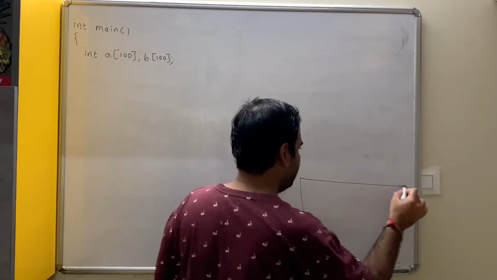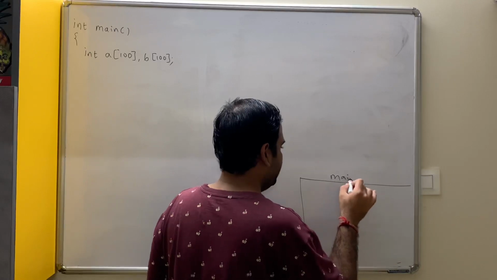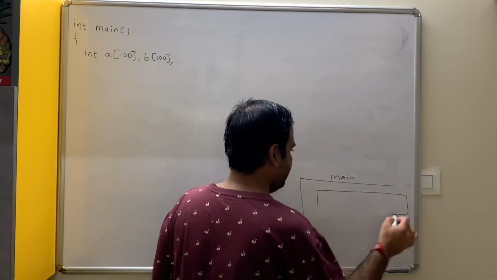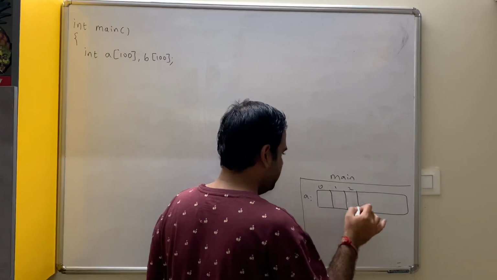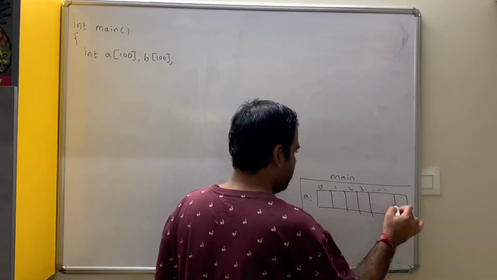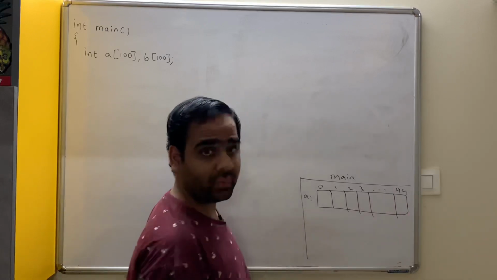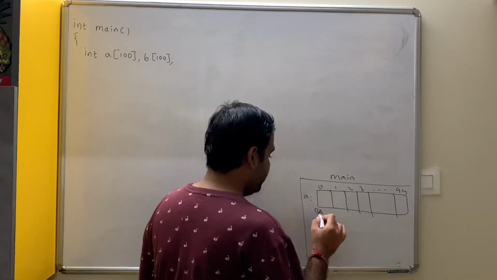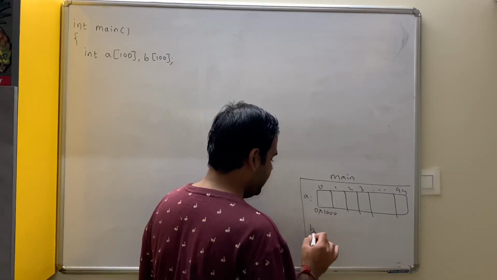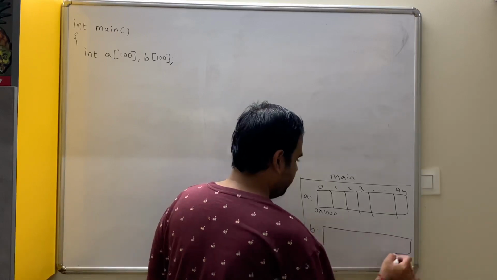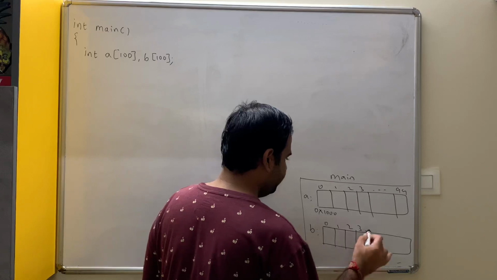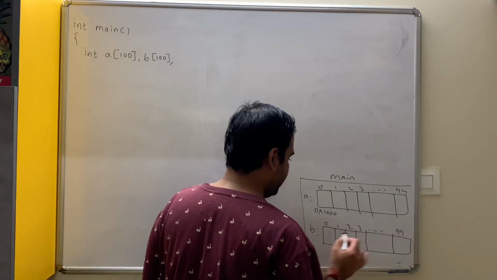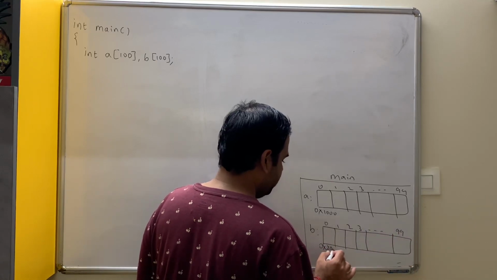Now, this is the main scope, and in main scope you have two arrays. This is A, 0, 1, 2, 3, and so on up to 99. Let the base address of this be say 1000. We have one more array, that is B, and B is 0, 1, 2, 3 and so on up to 99. Let the address of this be say 2000.